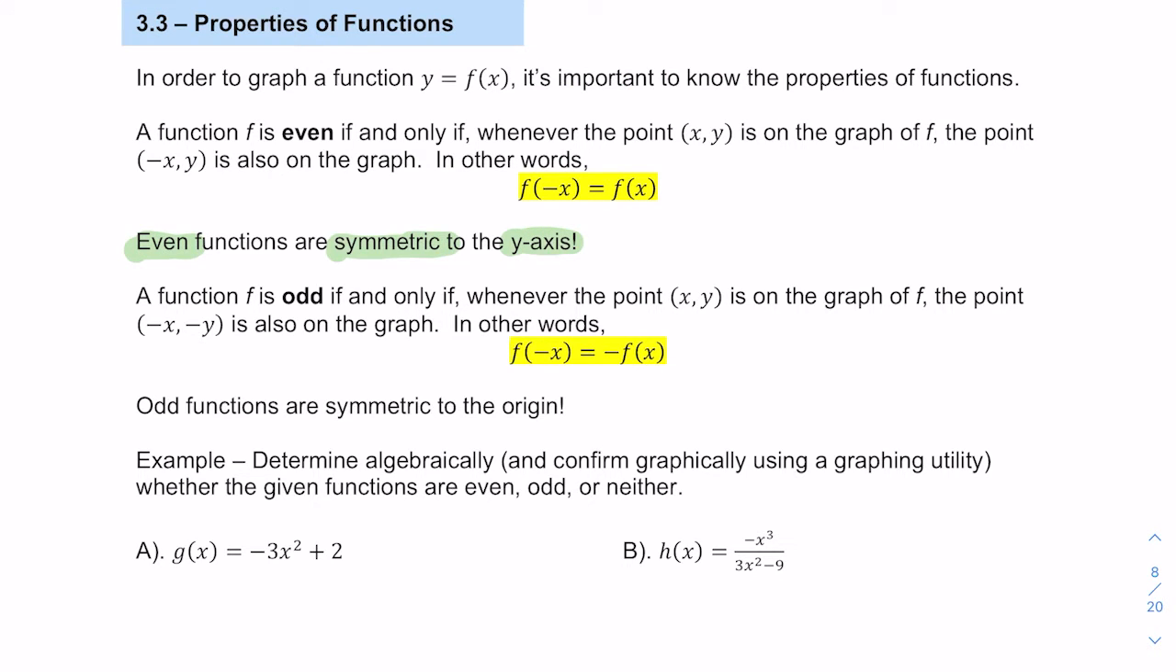A function is odd if you replace the x's with negative x's and you return the opposite of the function you started with. Odd functions are symmetric to the origin. It's really easy to remember: O for odd and O for origin. And also remember O for opposite. So let's take a look at some examples.